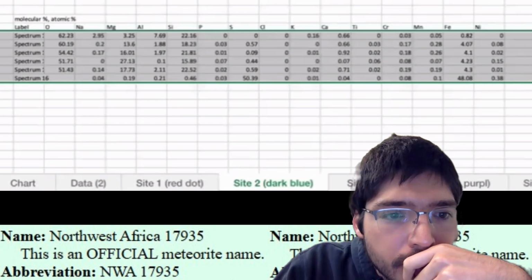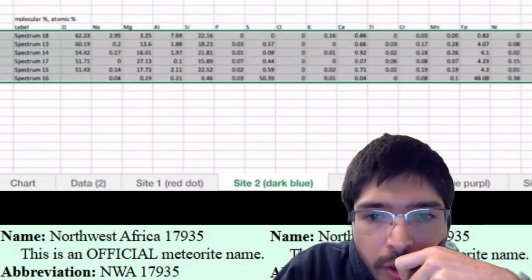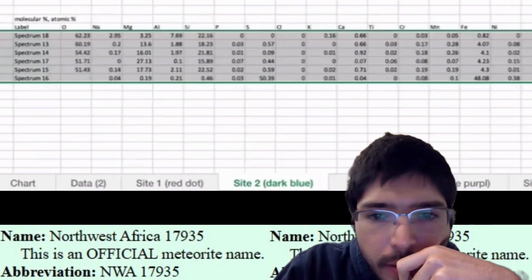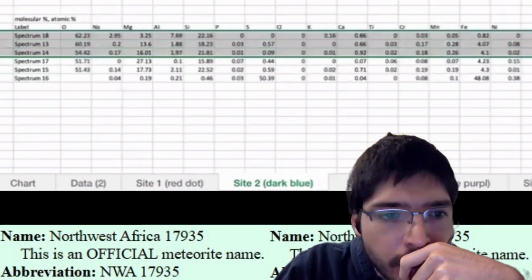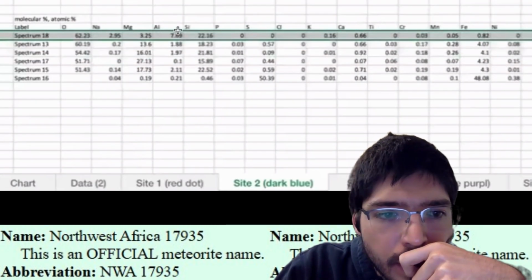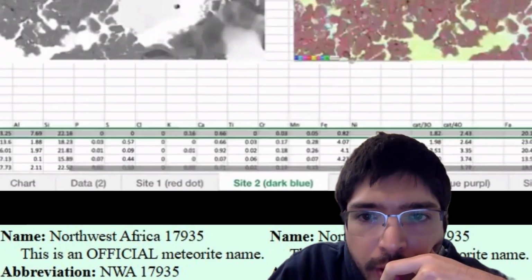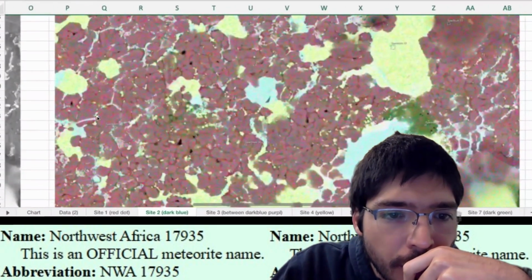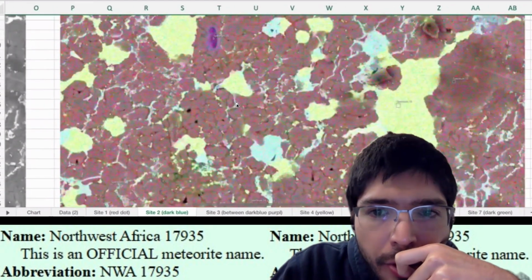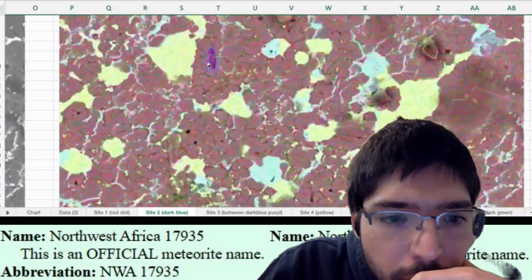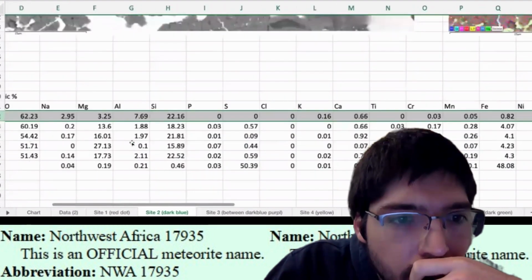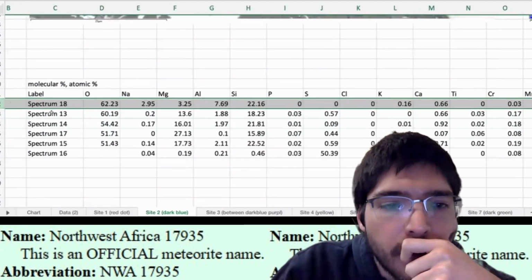Spectrum 18, 13, and 14 look potentially interesting. Particularly either of these two. So let's just look at 18 and 13 really quick here. So it looks like 18 we took from this grain right here, and then 13, oh sorry, 18 was taken here, sorry. So this is 13, looks like. Yeah, that would make sense. So 13 would be something like this.